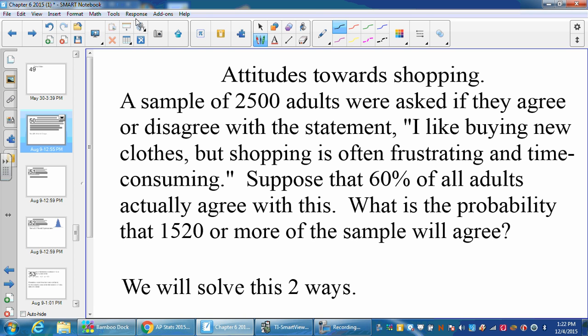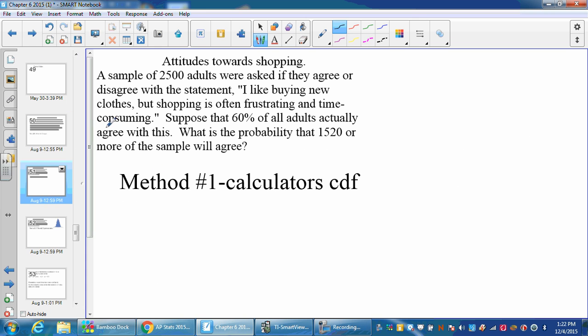What would be the probability that 1,520 or more of the sample would agree? Now, we're going to solve this in two ways. The first way we're going to solve this is using our calculators and using a CDF.